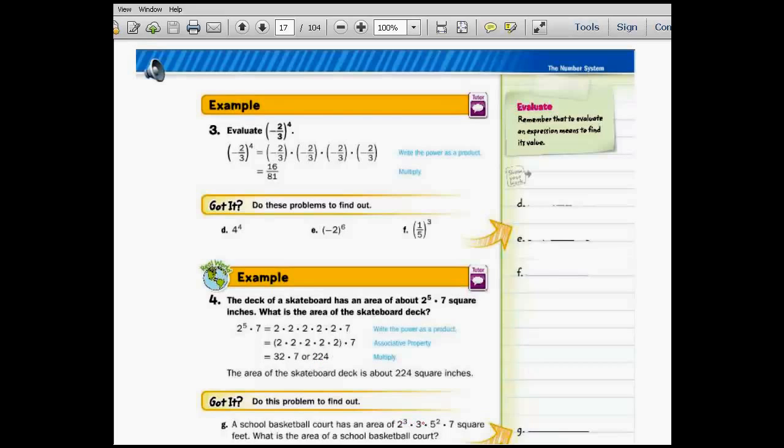2 to the 3rd times 3 times 5 squared times 7. So multiply 2 times 2 times 2 times 3 times 5 times 5 times 7. Should come up with something like 4,200 square feet. 4,200 square feet. Okay.